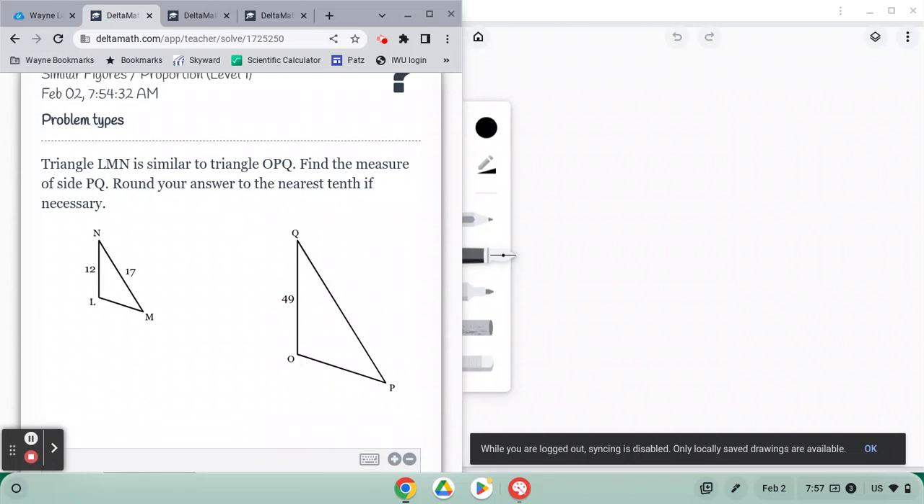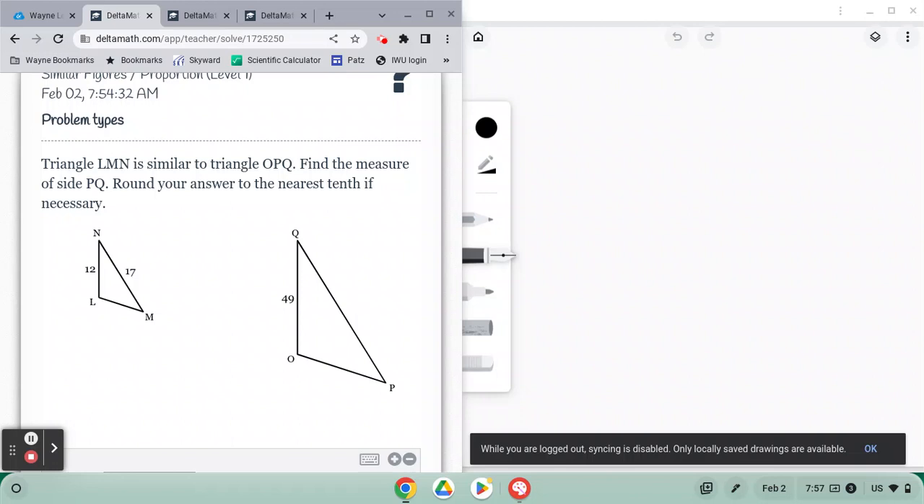These are the same problems we did yesterday, okay? And it's continuing to deal with similar triangles. Remember, if we have similar triangles, we know that the sides are proportional, the angles are congruent. So if you look here, it tells us on this first section, the first section of your assignment after this video will have some triangles. It says triangle LMN is similar to triangle OPQ. Find the measure of side PQ. So if you can tell PQ right here, this is what we're missing.